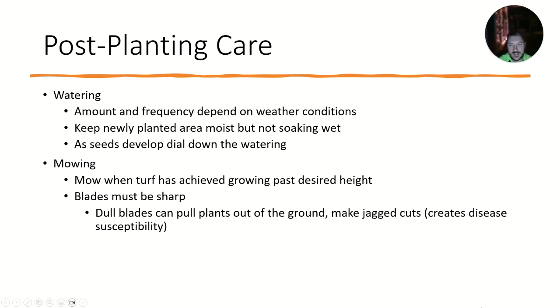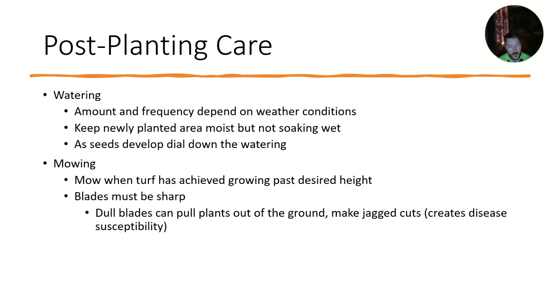Let's talk about the post-planting care, okay? Watering. The amount and frequency will depend on weather conditions. And it makes sense, right? If you're going to have a ton of rain, you don't need to irrigate. It's going to be fine. But if it's going to be dry, then you do need to irrigate. And you need to keep the area moist, but not soaking wet. Because what can happen is if you make it soaking wet and over irrigate, you can cause a damping off effect. And that's when germination occurs, but then rot will occur on the seedling and it'll die. So we don't want that. So as the seeds develop, we want to dial down the watering so that way that damping off doesn't occur.